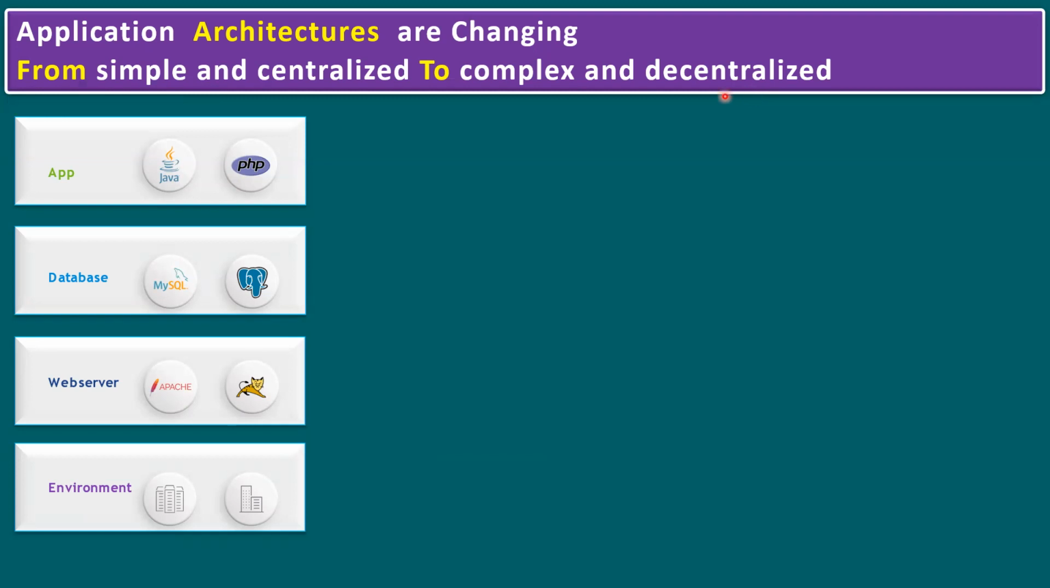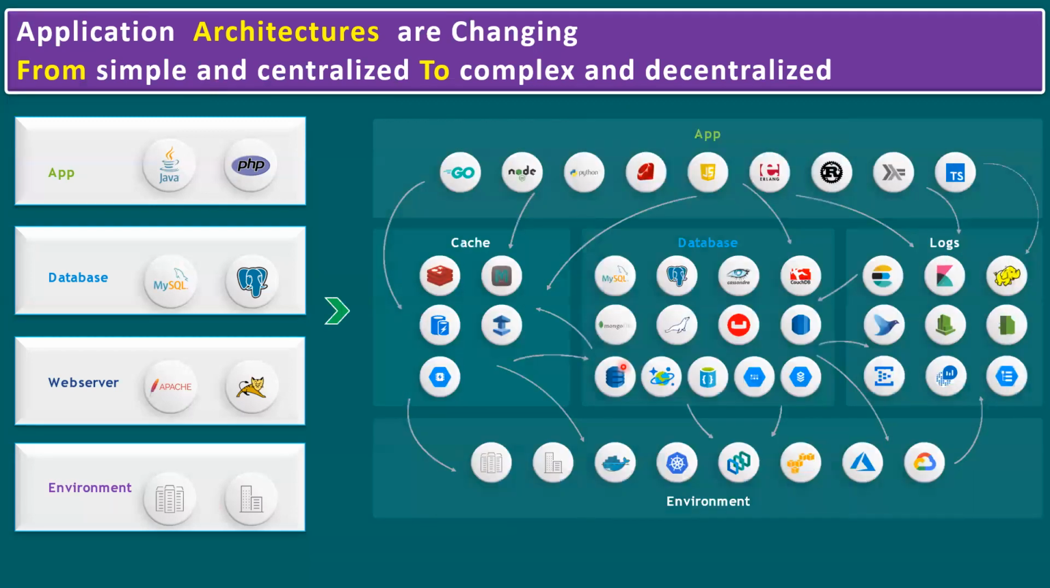The simple and centralized means the previous architectures, where we have an environment and we can run web servers like Apache and Tomcat, databases like MySQL and Postgres, and also Java and PHP applications. But these are a simple way and monolithic, in a centralized format. But when it comes to the latest microservice applications and container-based applications, the complete infrastructure is all complex and decentralized.